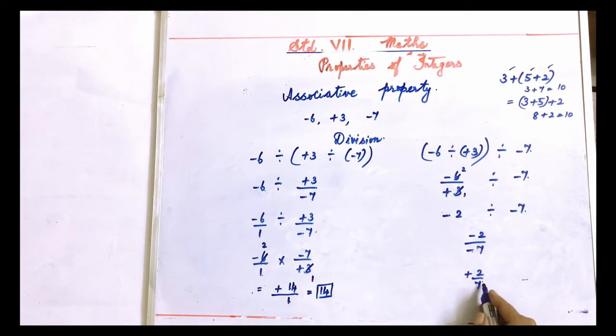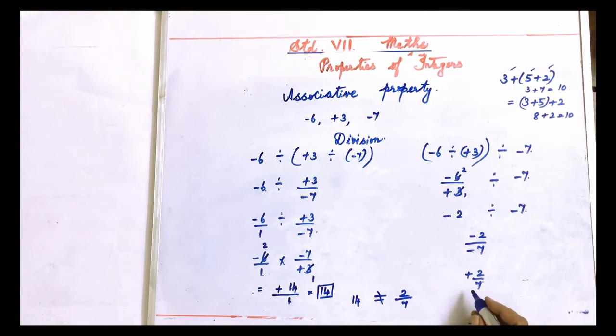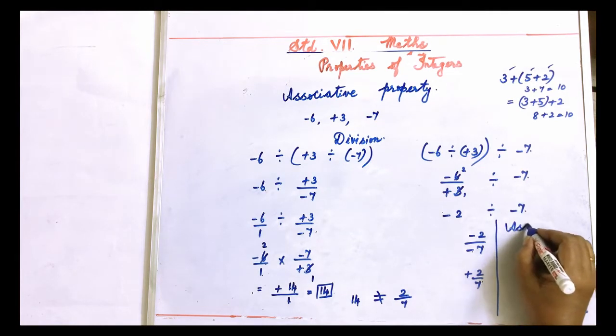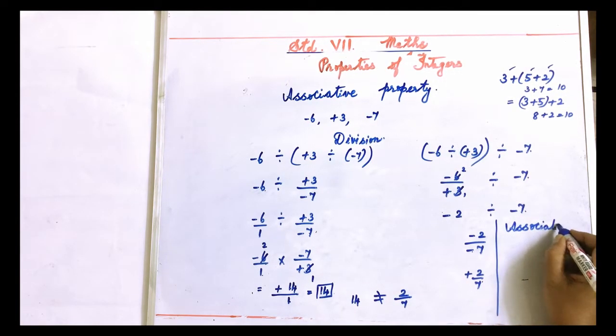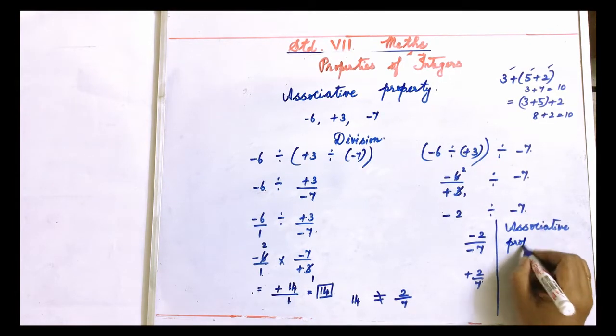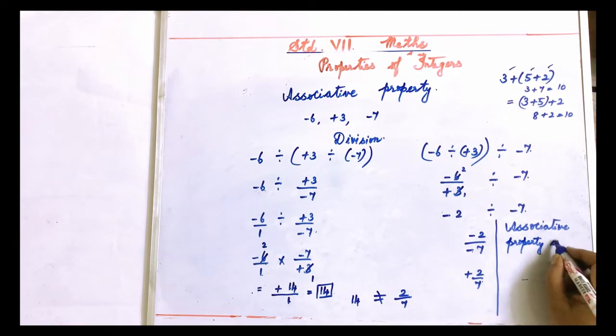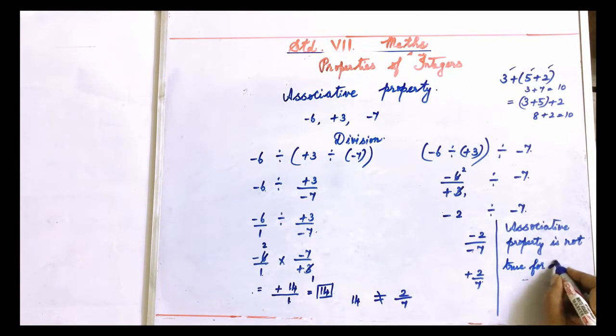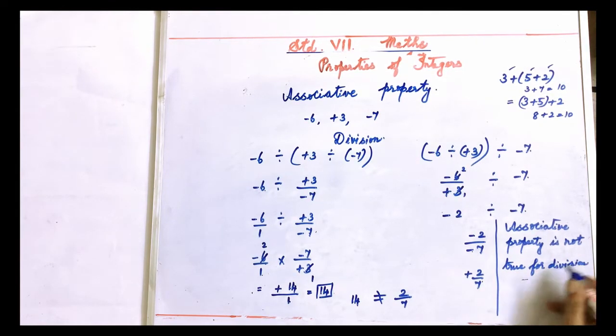Both the answers are not equal. 14 is not equal to 2 by 7. So the associative property is not true for division. So we can write this as A divided by B divided by C is not equal to A divided by B divided by C, with the other grouping.